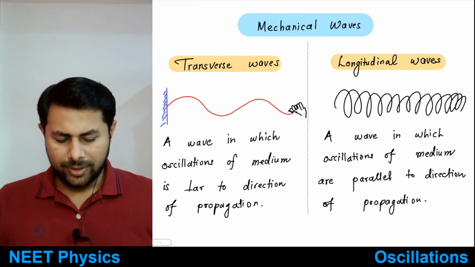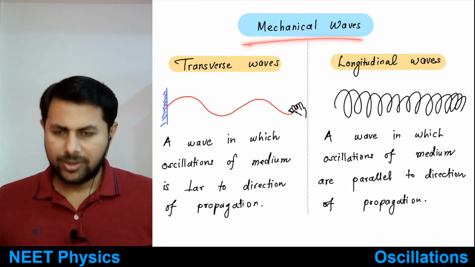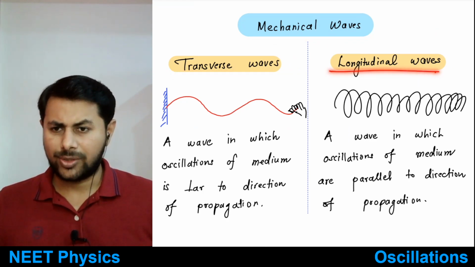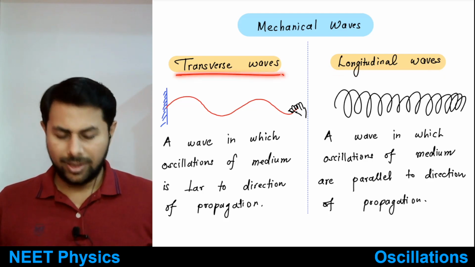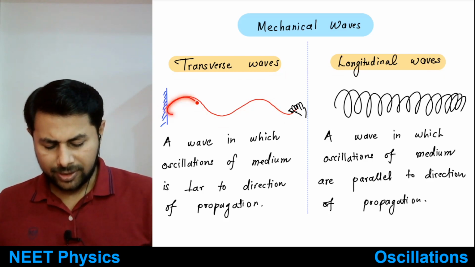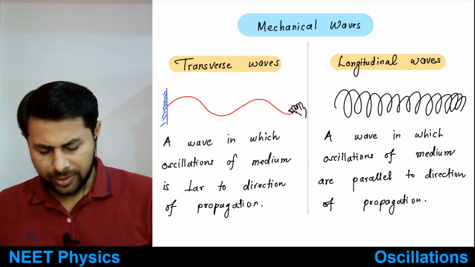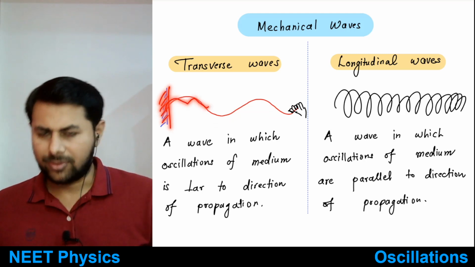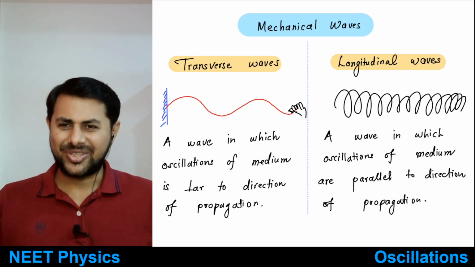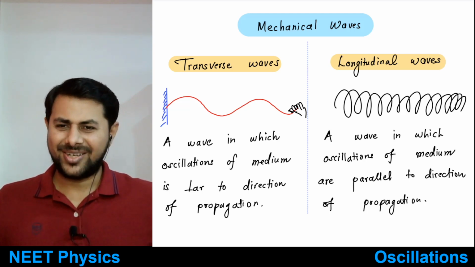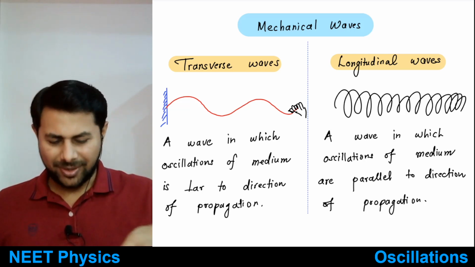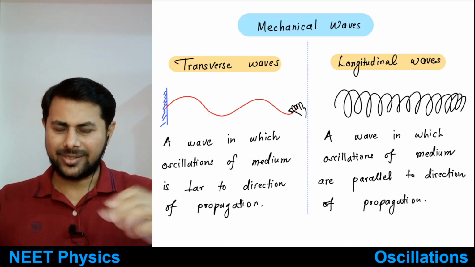Then let's talk about mechanical waves, and these are of two types. One is transverse waves, the other one is longitudinal waves. So what are transverse waves? The waves formed on a string are transverse waves. Suppose this is a string, then one end of the string is connected to a rigid support, or you have a very rigid friend holding that one end, and the other end is in your hand, and you make it oscillate up and down.